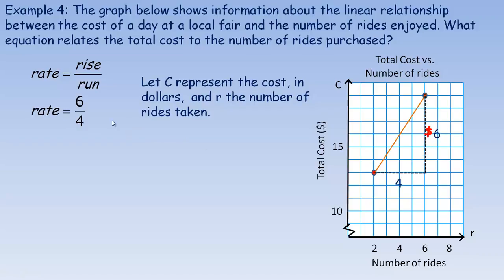So for my rate calculation, remember it's rise over run. This is the rise, this is the run, so 6 divided by 4. And 6 divided by 4 is 1.5. Now, it helps you to understand what's going on if you write the units. I made a point of writing the dollars here. So this 1.5, and this is dollars, this is the number of rides. So that would actually be $1.50 per ride. That's what that 1.5 represents. You're being charged $1.50 for every ride you take.